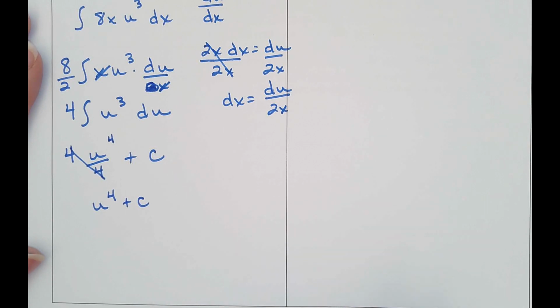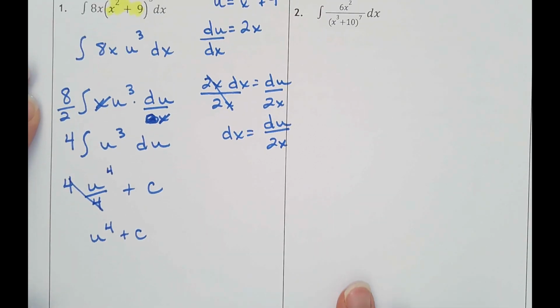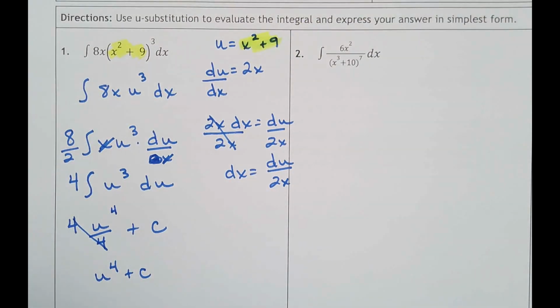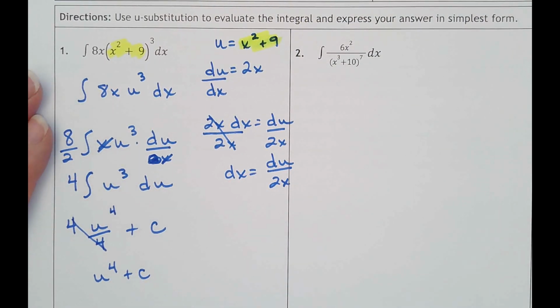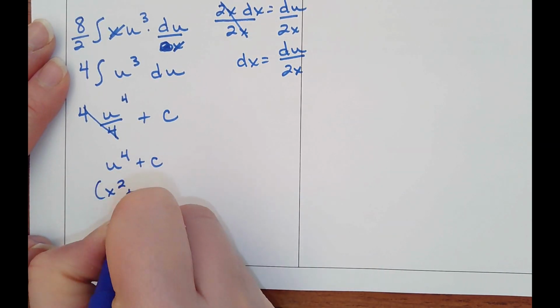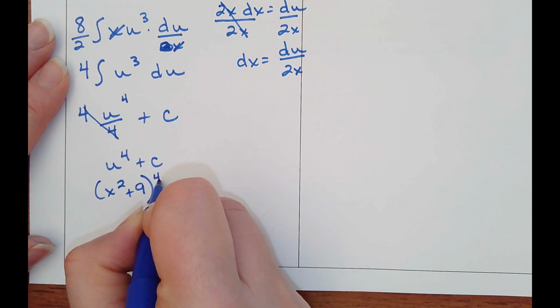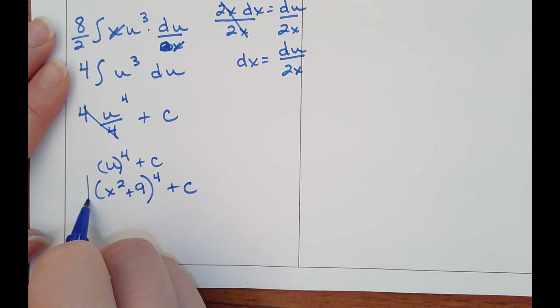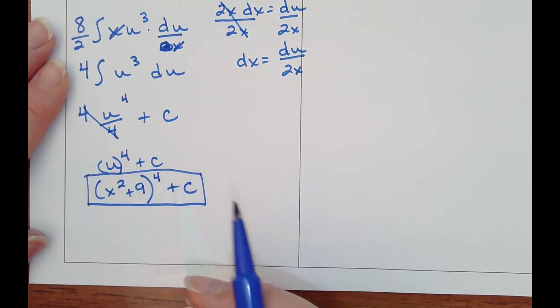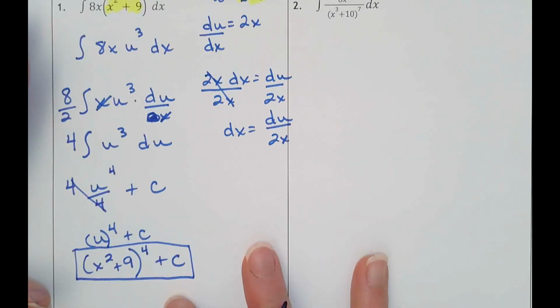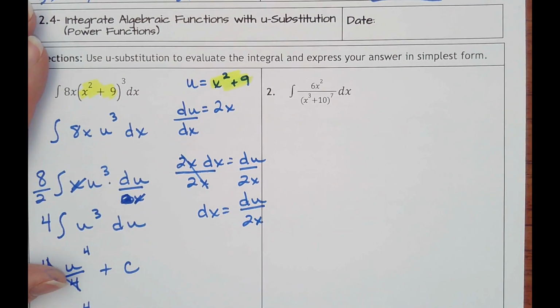Only thing I have left to do is I don't want to keep it u. I want to replace u with what I first assigned u to be. So I'm going to replace u with the x squared plus 9, to the 4th power, right? Because it's that getting plugged in, plus c. That would be my answer. It gets better as you practice it more. Okay, let's try number 2.